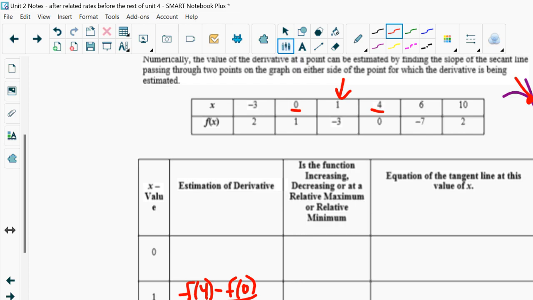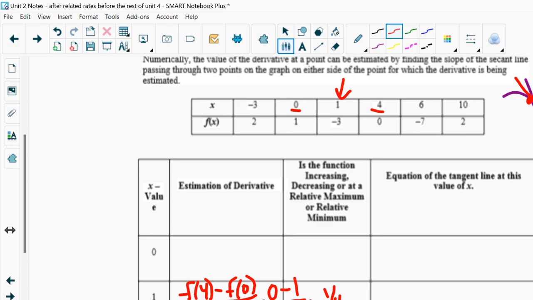Yes, yes. And so again, average rate of change versus instantaneous rate of change. Slope of the secant line versus slope of the tangent line. But we can approximate using that. So I can take those values and say the values are 0 minus 1 over 4 minus 0, and I get -1/4. You with me on that?